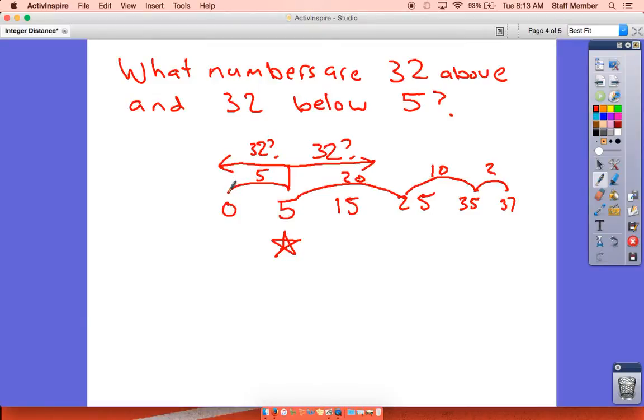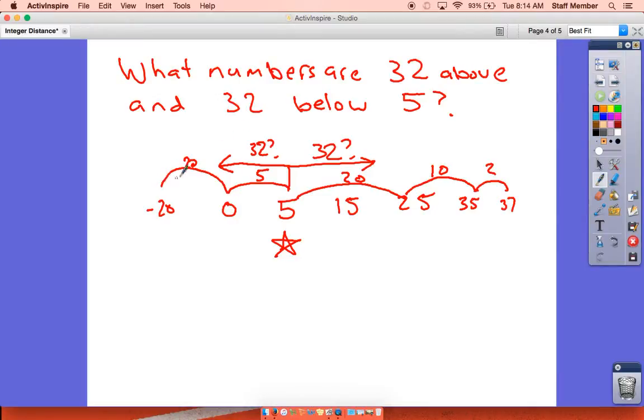So now I'm going to do a bigger jump. How about I do 20 more? Okay, so I'll go to negative 20. So that was a 20. So far we've gone 5 here, 20 here. So that's 25 total. And I need to go 32 total.